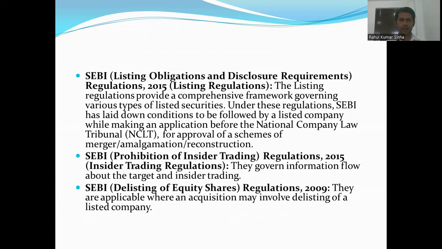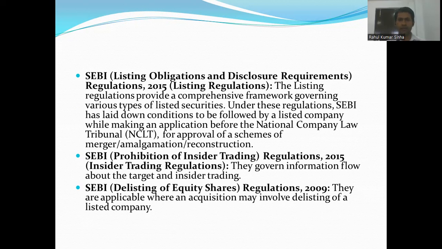And SEBI also talks about the Listing Obligations and Disclosure Requirements in the year 2015. Listing regulations: it means a comprehensive framework governing various types of listed securities. And these regulations lay down the conditions to be followed by a listed company.